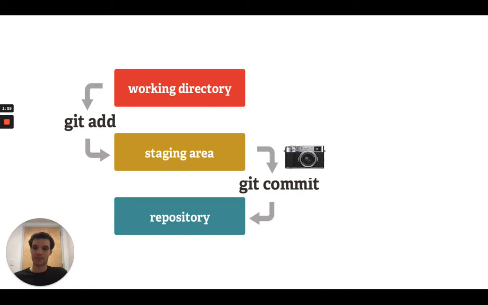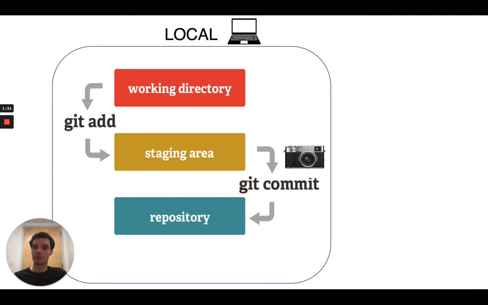The next step is called git commit. And what I've done is I've put a picture of a camera here because you can think of a commit as taking a snapshot of the files that have been staged. After you git add, these files are staged, then you use git commit to take a snapshot of where those files currently are at that point in time. Now these files are officially committed to your Git repository. But what's important to remember is that so far everything that I've been talking about is happening locally. This is happening directly on your computer.